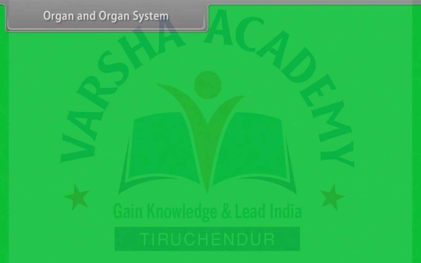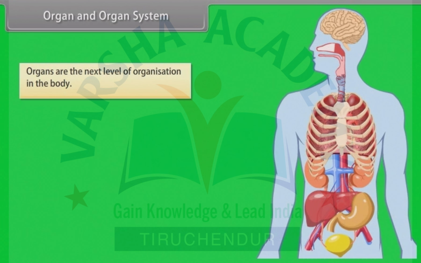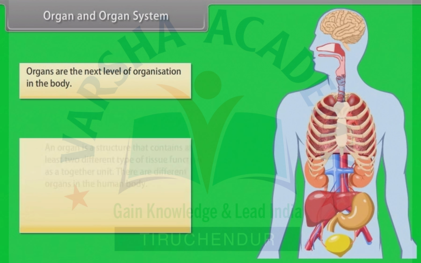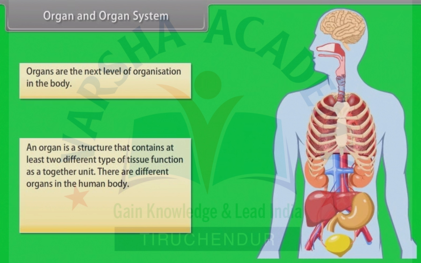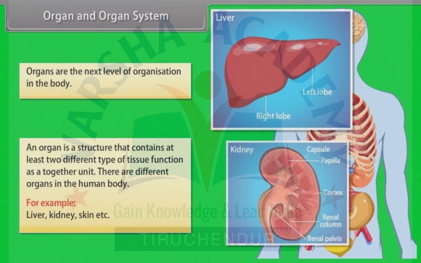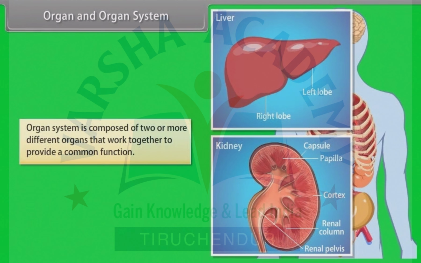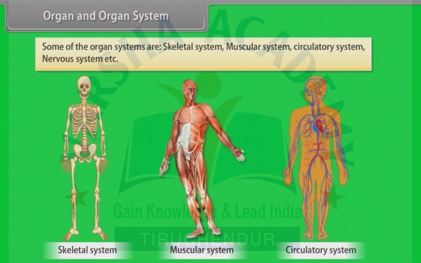Organ and organ system. Organs are the next level of organization in the body. An organ is a structure that contains at least 2 different types of tissue functioning together as a unit. There are different organs in the human body, for example, liver, kidney, skin, etc. An organ system is composed of 2 or more different organs that work together to provide a common function. Some of the organ systems are skeletal system, muscular system, circulatory system, nervous system, etc.